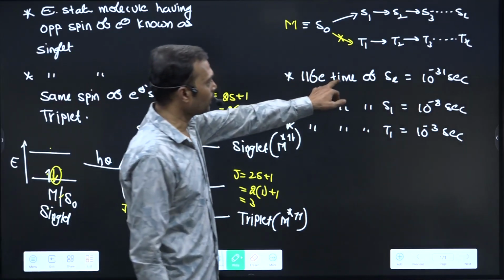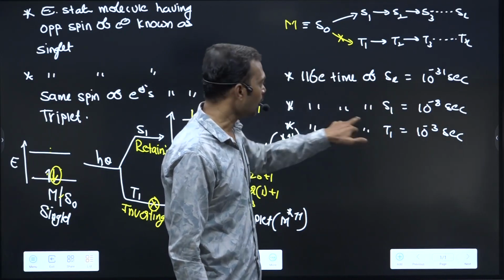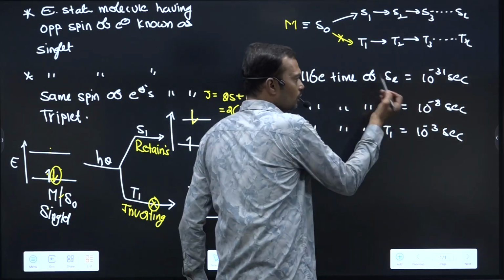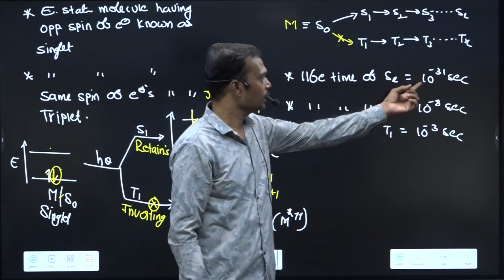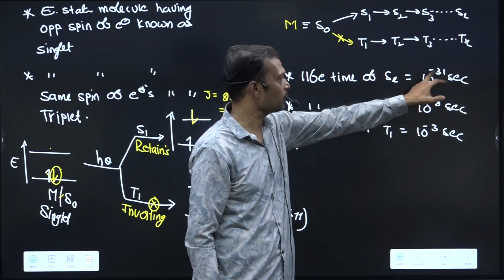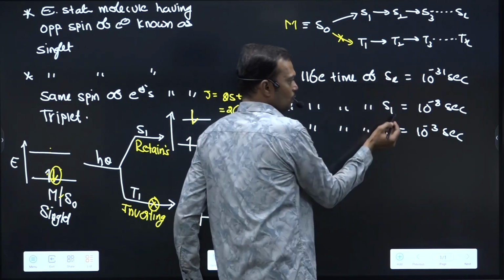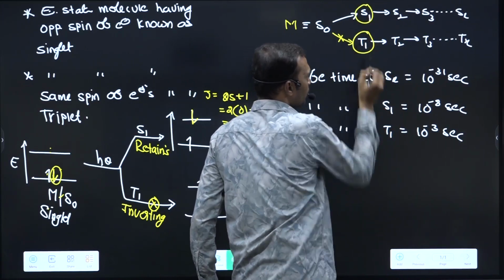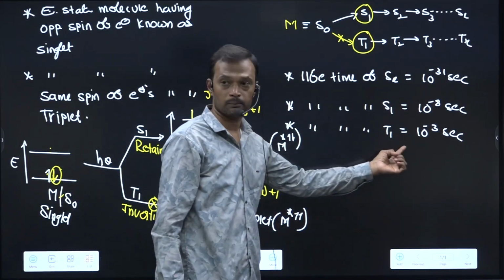Note down here: lifetime is nothing but how much time an electron will stay in a state. The time spent by an electron in the S1 state, the time spent by an electron in the T1 state. Out of these, at which state is the lifetime very high? T1. The other is very fast, it keeps moving. 10 to the power of minus 31 means the lifetime is very less. If I write plus 31, very high lifetime. Out of S1 and T1, T1 has the maximum lifetime.